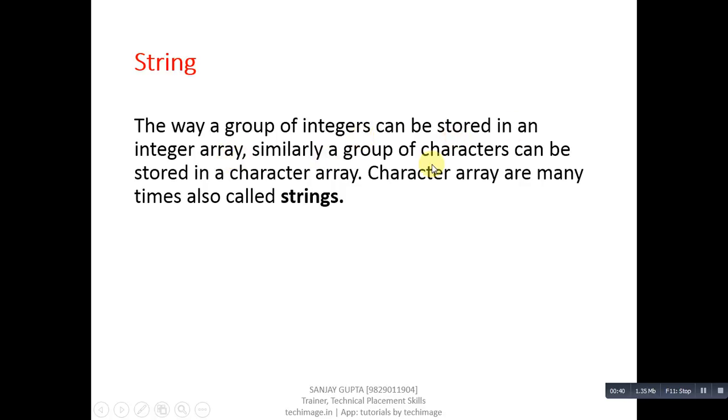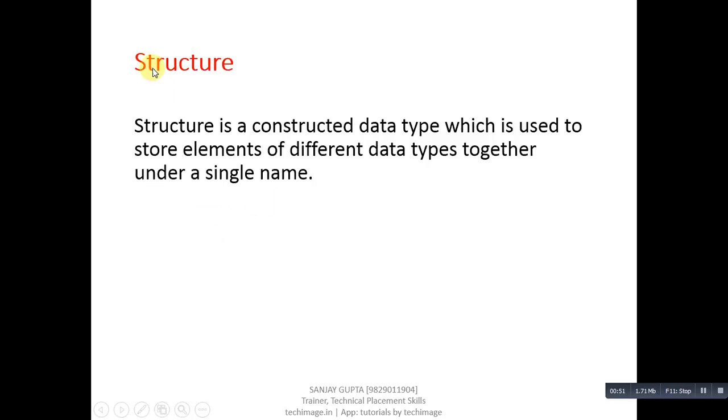String. The way a group of integers can be stored in an integer array, similarly, a group of characters can be stored in a character array. Character arrays are many times also called strings. Structure. Structure is a constructed data type which is used to store elements of different data types together under a single name.